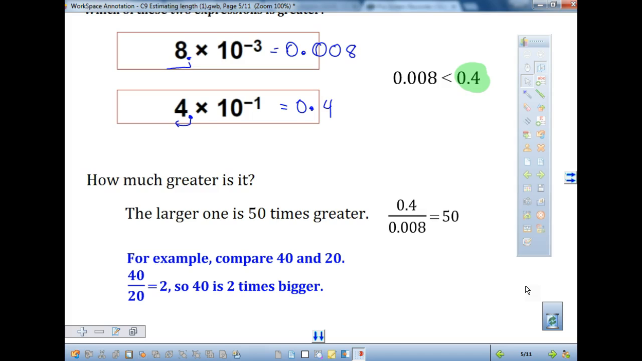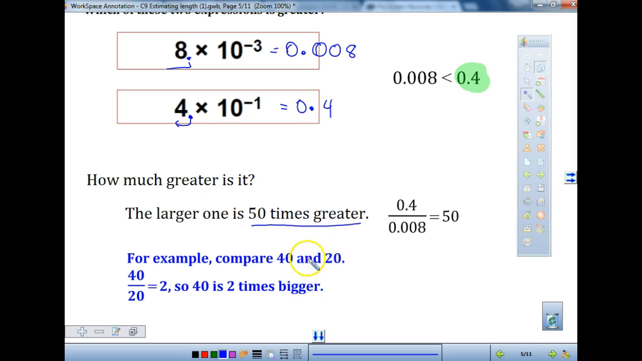The larger one is 50 times. How did we get that? We are simply going to take our 0.4 and divide it by 0.008. When you put this in your calculator, dividing 0.4 by 0.008, it comes out 50. So again, when we say how much greater, this one is 50 times greater.